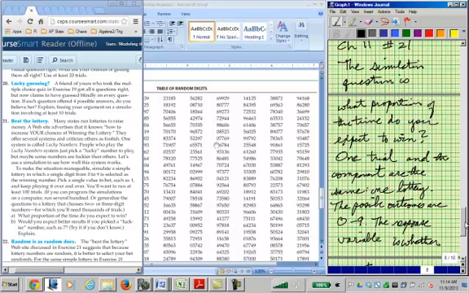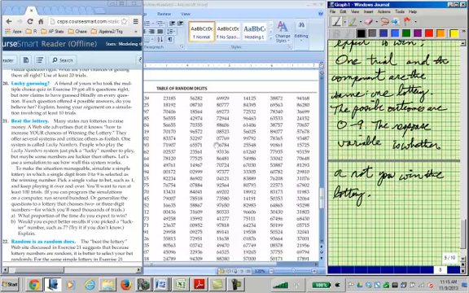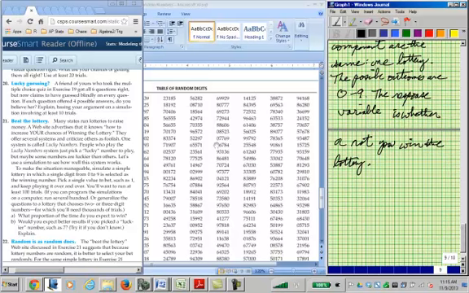So the simulation question is, what proportion of the time do you expect to win? One trial and the component are the same thing, one lottery. So one number. You pick a number and you either win or lose. The possible outcomes are 0 to 9. The response variable is whether or not you win the lottery. And then at the end, you're going to evaluate how many times you win.